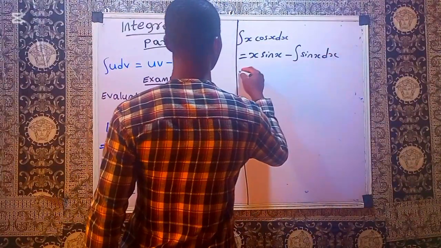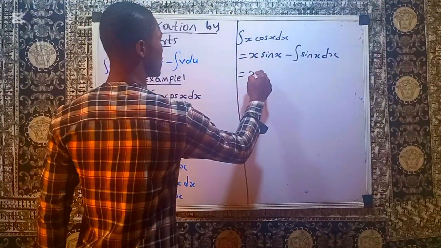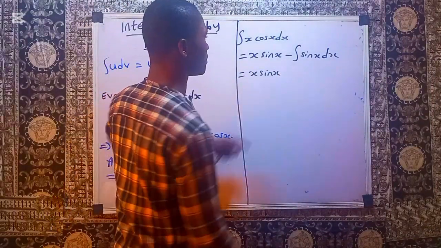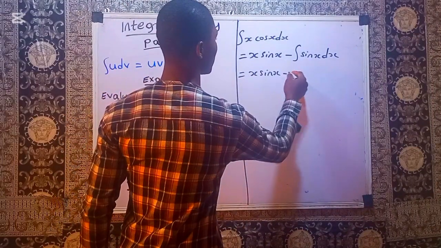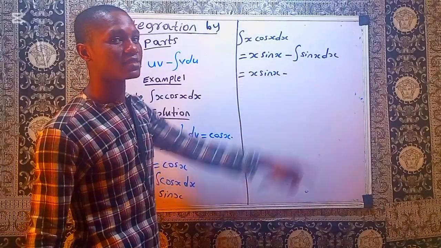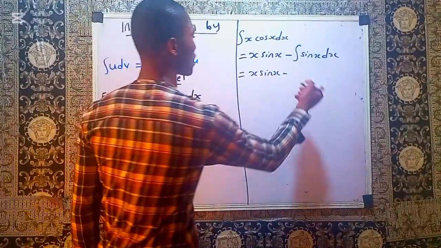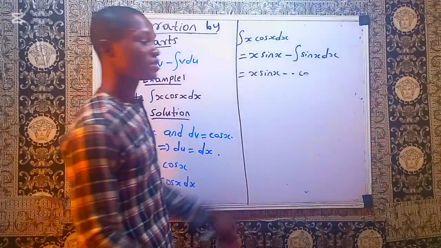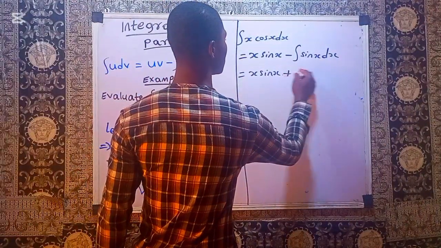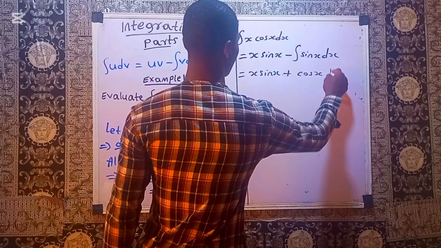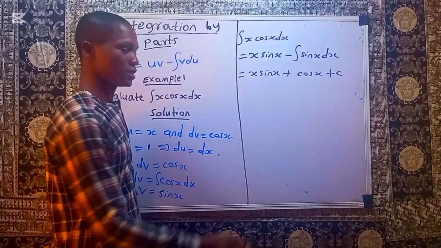So we now simplify. This is x sine x, then minus, we have minus here, then the integral of sine. The integral of sine is negative cosine. So you are going to have negative cosine. But we have a negative here. Negative, negative will be positive. So we are going to have positive cosine of x, then plus the constant of integration c.